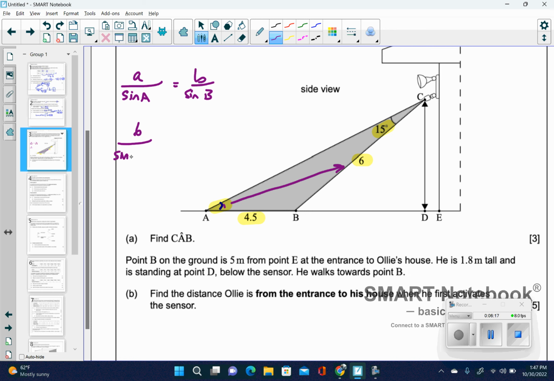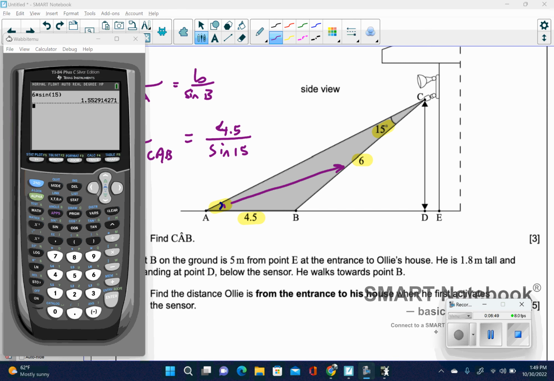So sine of angle CAB is equal to, and we're going to put it over the one that we know. So this right here is our side, which is 4.5. Why does my 4 look like that? 4.5 over the sine of 15. So to do this, all you have to do is cross multiply here. So 6 times sine 15. Remember to make sure that your mode is in degrees.